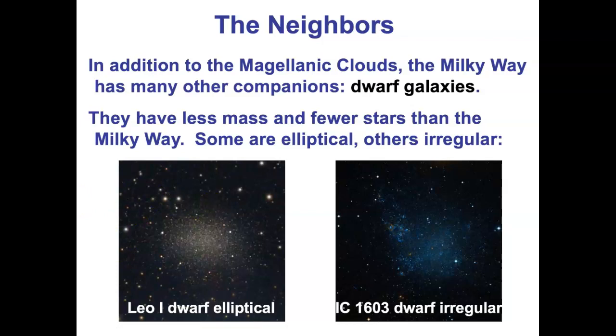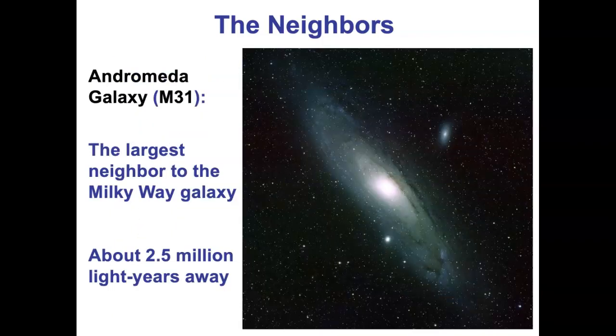How do you know there's active star formation in IC 1603? Well, if you've got star formation, what are you going to have? Young stars. If stars are being born, what are you going to have? Baby stars. What's the dominant color in a young population of stars? It's blue, and 1603 is very blue.